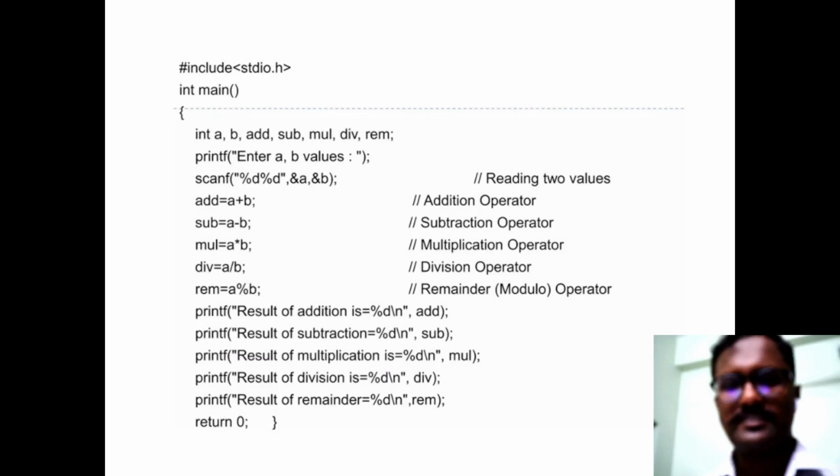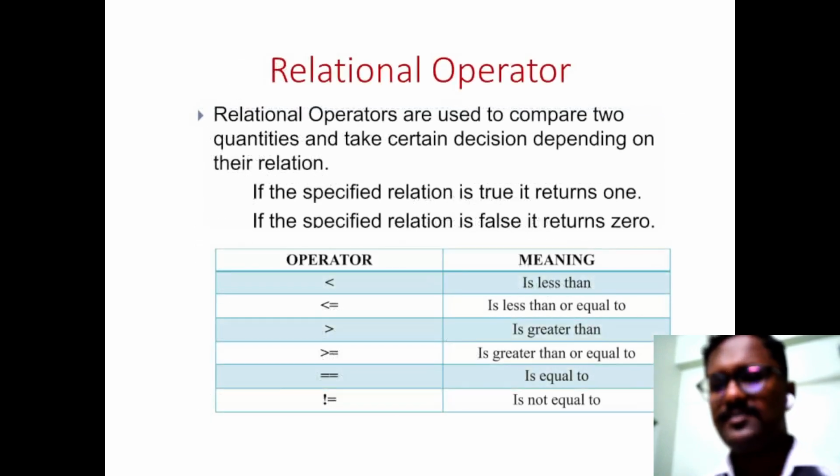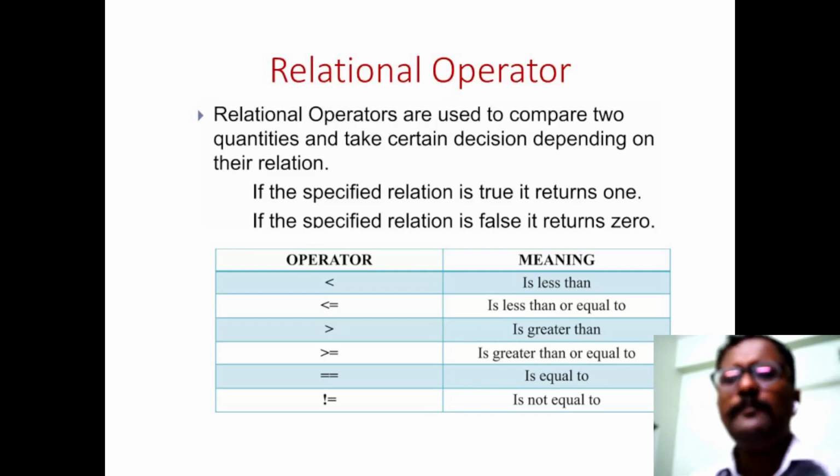Okay, next slide. Next we are going to see about relational operators. Relational operators are used to compare two quantities and take a certain decision depending on their relation. If the specified relation is true, it returns 1. If the specified relation is false, it returns 0. See what the relational operators are here.